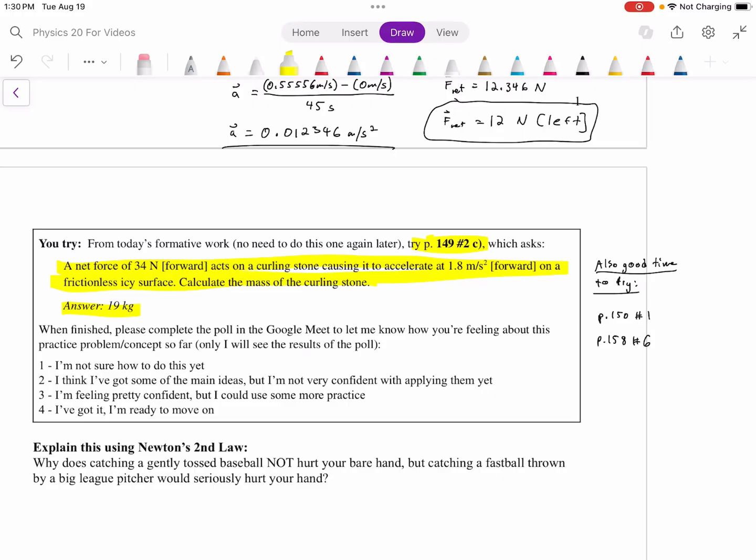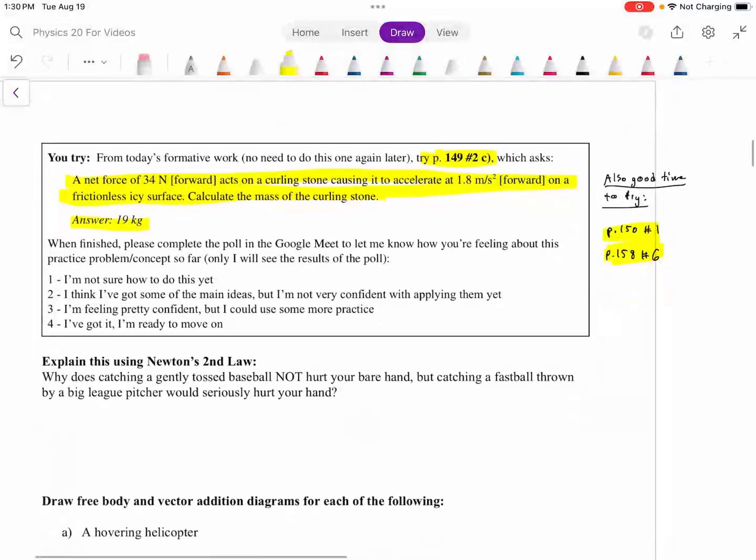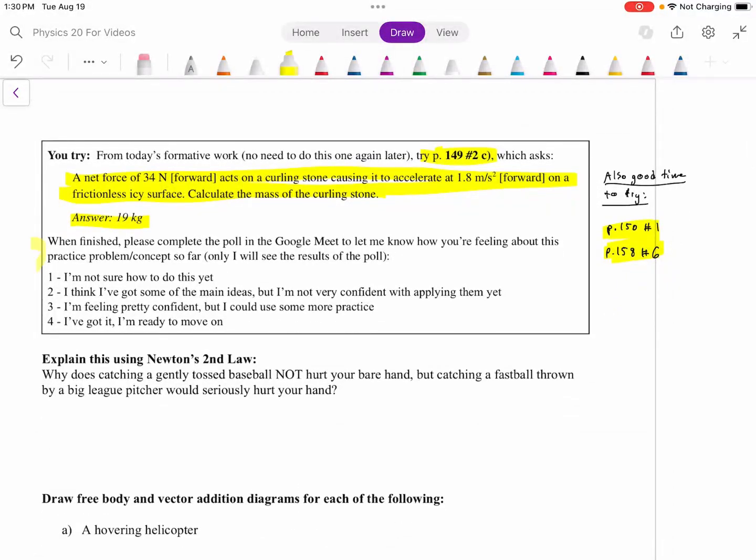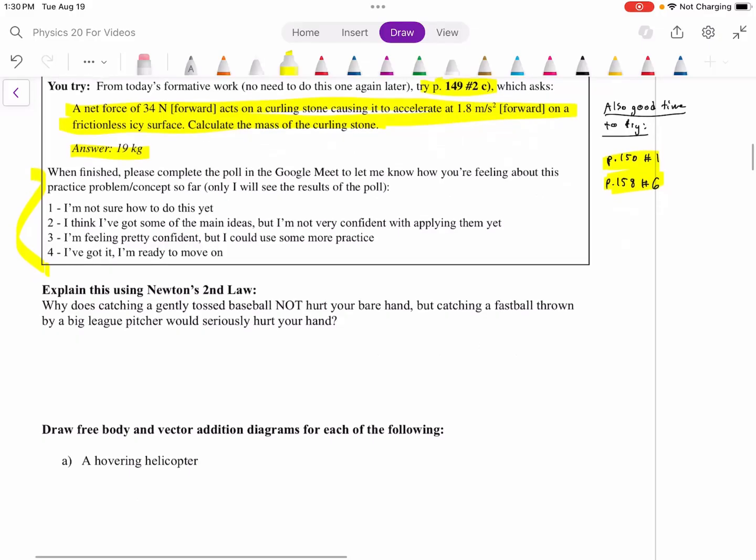And if you're feeling like you want a little more practice with these basic F net equals ma type calculations, these are a good practice for that as well before moving on. But you can wait until the end and do those with the rest of your practice if you'd like. No matter what, though, make sure you try this one out.